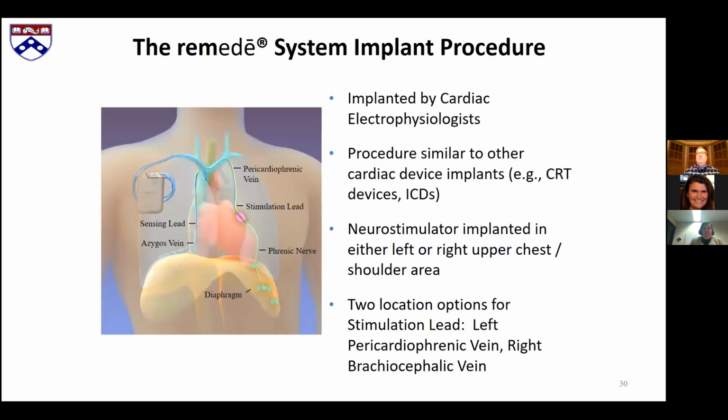The device is implanted by cardiac electrophysiologists. I saw a couple, at least in the survey, at EP docs. The procedure is similar to putting in a CRT or an ICD. The neurostimulator is implanted either in the left or right upper chest. And then there are 2 options for the stimulation lead. One in the left pericardiophrenic vein or in the right brachiocephalic vein, depending on the patient's anatomy or if they have other devices, et cetera.